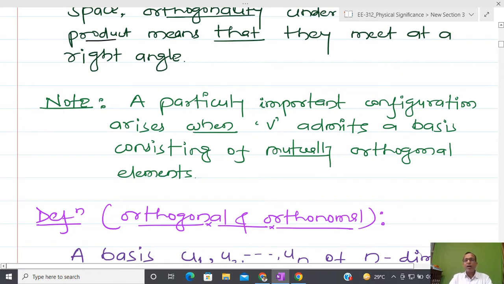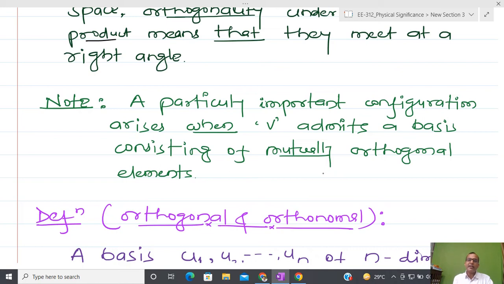Now, a particularly important configuration arises when V admits a basis consisting of mutually orthogonal elements. Actually, what happens is that I have some space V, and V is an inner product space. It means I know how to define the inner product and the norm inside that space, so I can talk about the closeness of two elements also. That is the meaning of V as an inner product space.